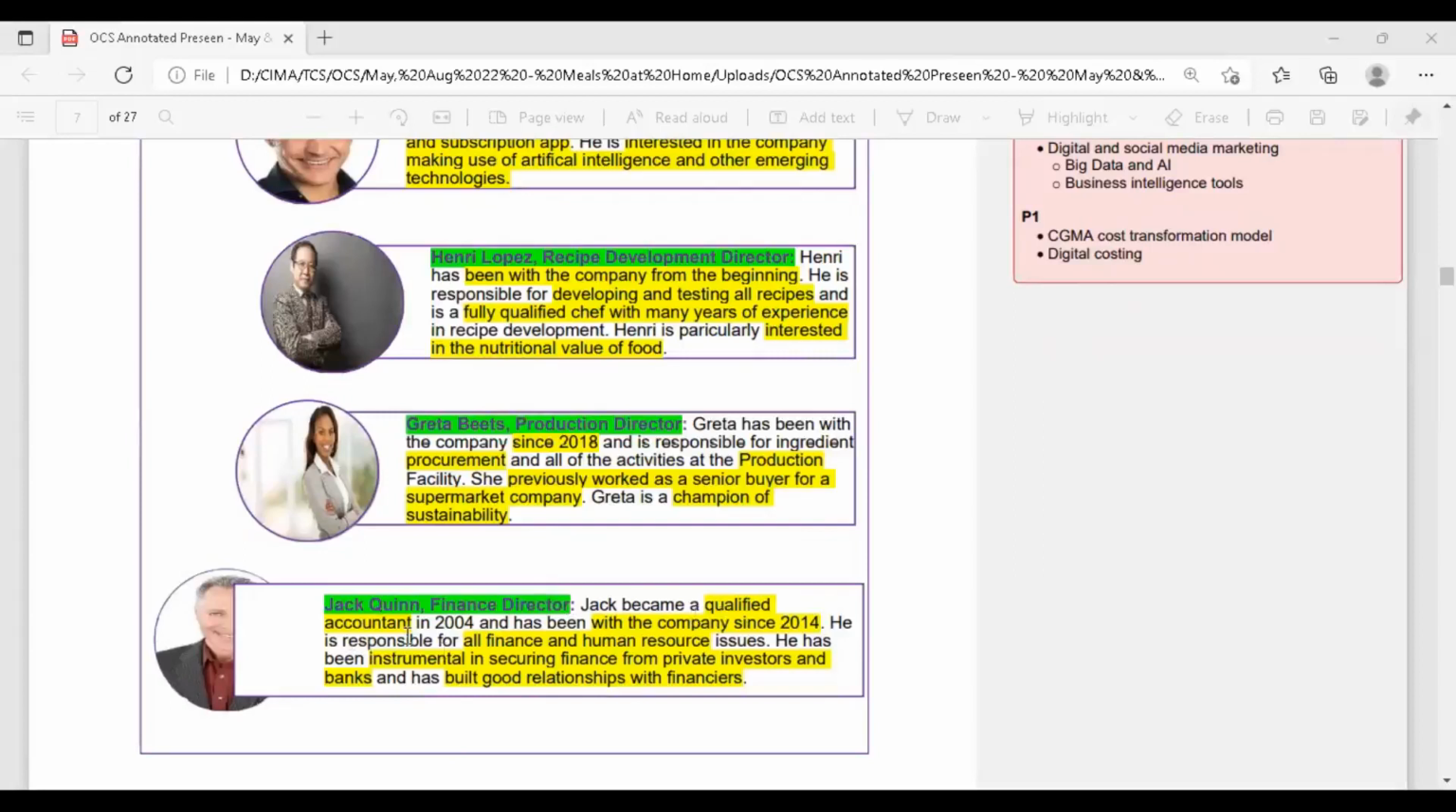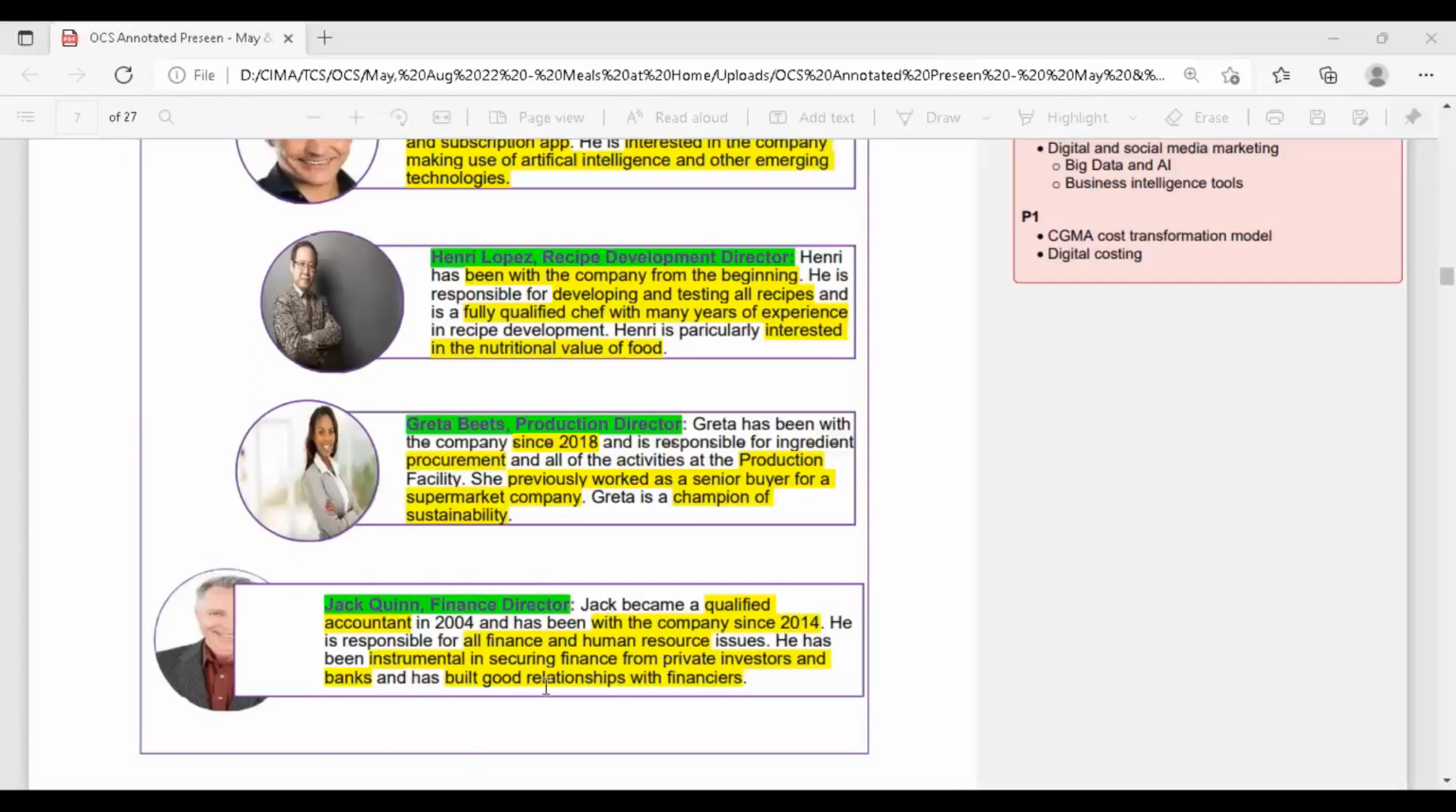Jack became a qualified accountant in 2004 and has been with the company since 2014. So for the past 8 years, this guy has been working for us, and all finances and human resources are handled by the finance director. Usually, when you look at a quoted company, when it comes to HR operations, you would have a separate department. However, since we are a smaller company, HR is under the purview of the finance director. So nothing too complicated there.